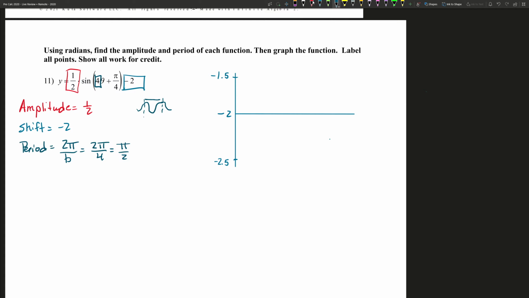All right, then we need to find a good start point and a good end point. The start is when all of this in parentheses is equal to 0. Right, because that's when the sine function starts, right? That's when our unit circle starts at 0 degrees and 0 radians. All right, so if we solve for this, we get -pi/16.